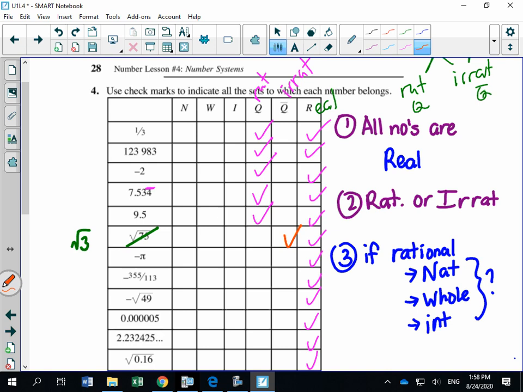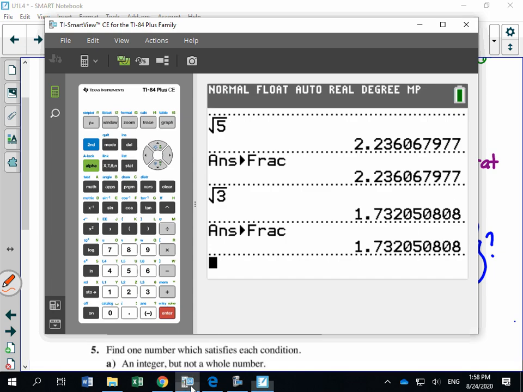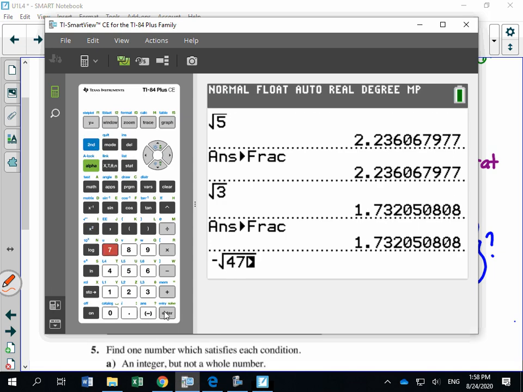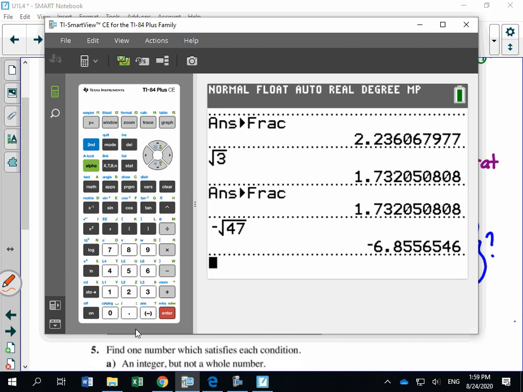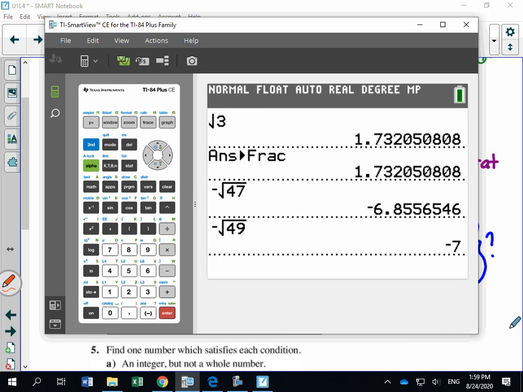Remember, if your number is irrational, this guy is done, right? I don't have to do anything else with that, because if your number is irrational, there's nothing else to do. Negative pi. Pi is your most famous irrational number, and they just want you to put a negative in front of it. That guy's a fraction, rational. Negative square root of 49. Okay, let's see what this guy would be. Negative square root of 49 is negative 7.